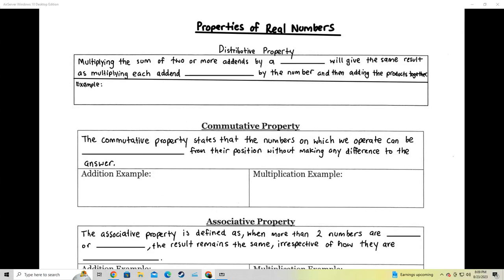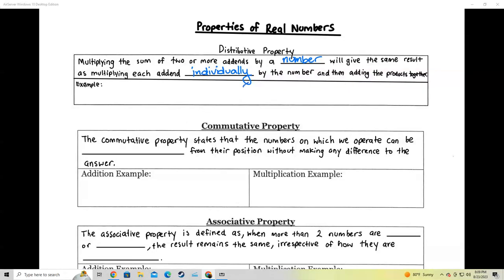The first property we're going to talk about is distributive property. Distributive property is multiplying the sum of two or more addends by a number will give the same result as multiplying each addend individually by the number and then adding the products together. For each one of these properties, we're going to give you a general form and then a more specific form, so we're going to be doing two examples each time.